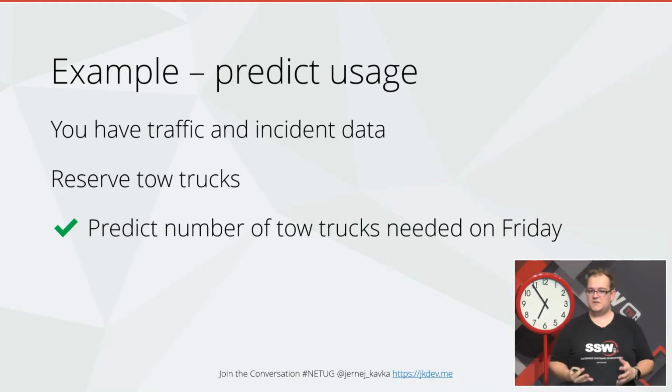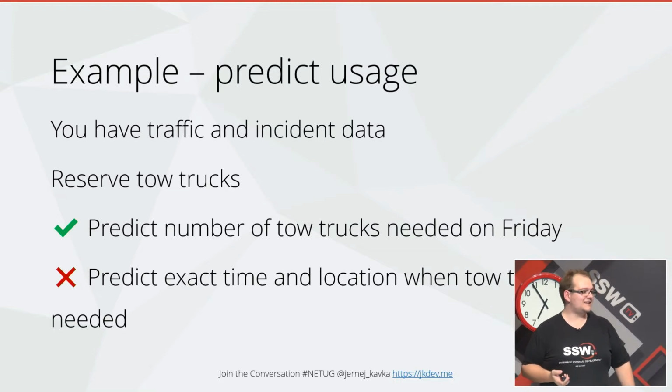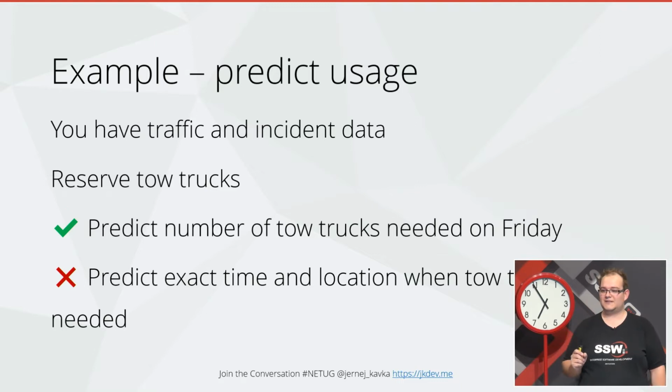But what you shouldn't be doing with machine learning, at least until you have more advanced data scientists behind you, and maybe oracles, is to predict the exact time and location when you need the tow trucks, because that's basically predicting the future. And that's what machine learning doesn't do. It can give you some estimates based on the statistics.